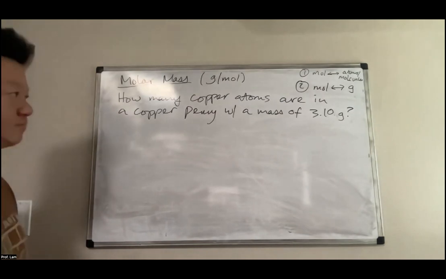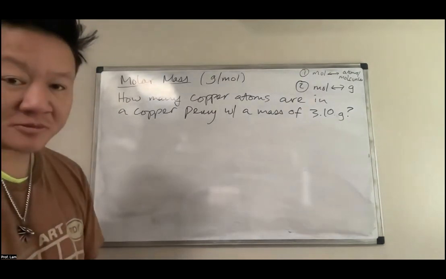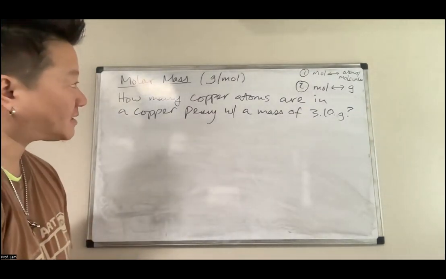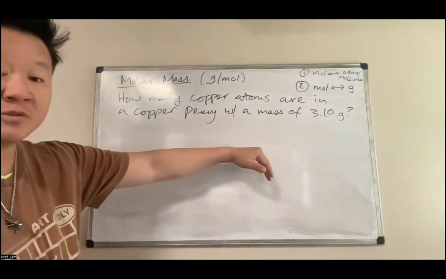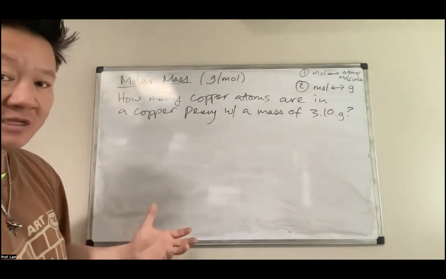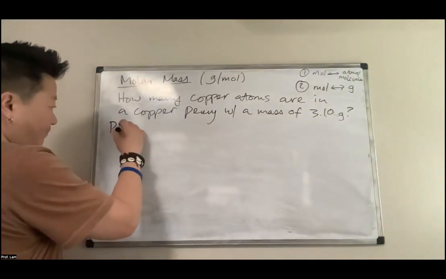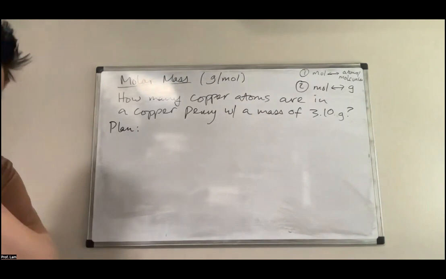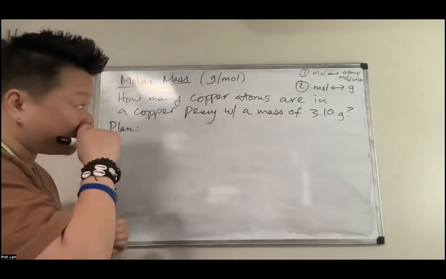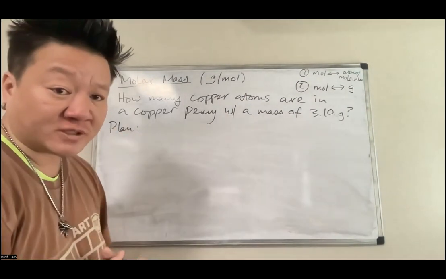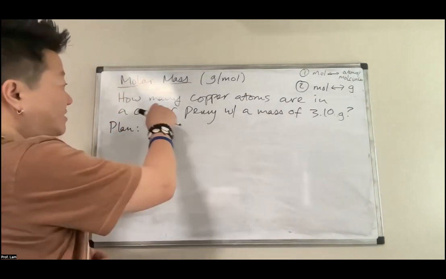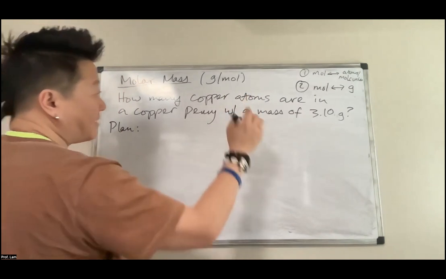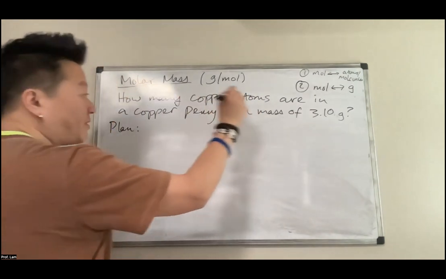In these kinds of problems, you can see that it's not just a single step, because it's not just asking us to go from mass to mole. It wants us to go all the way to atoms. I always advocate writing out a plan first. The plan tells you each individual step that you need to take to get to the final answer. We obviously want copper atoms at the end, because this says how many copper atoms.